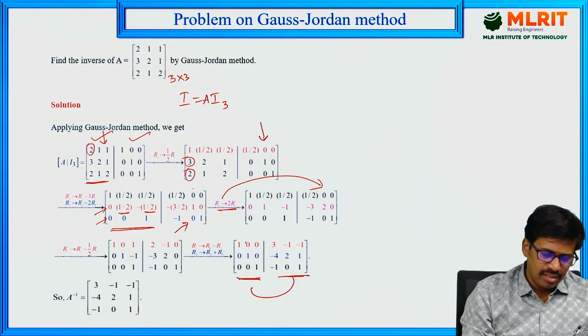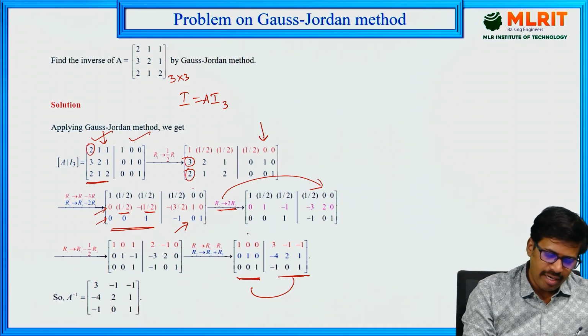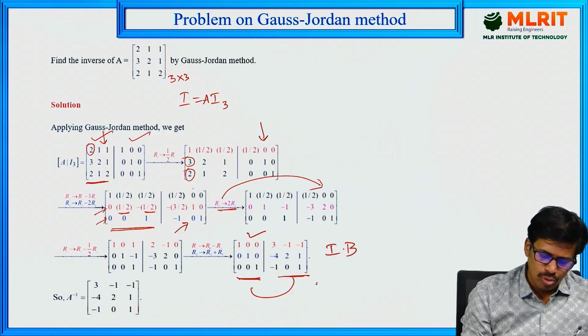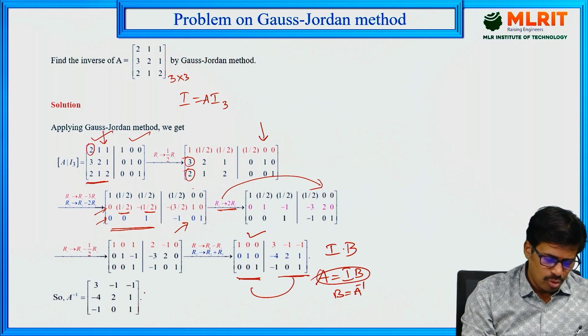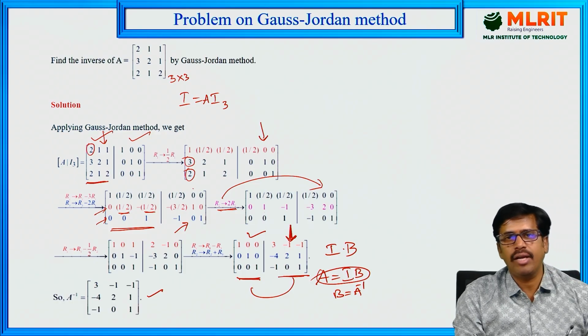So at last the matrix can be written as identity matrix I into some matrix B. So A is equal to identity matrix into B. So B equal to A inverse, right? So A inverse is 3 minus 1. Whatever matrix we get here right side, that is the matrix which is the inverse of the given matrix.